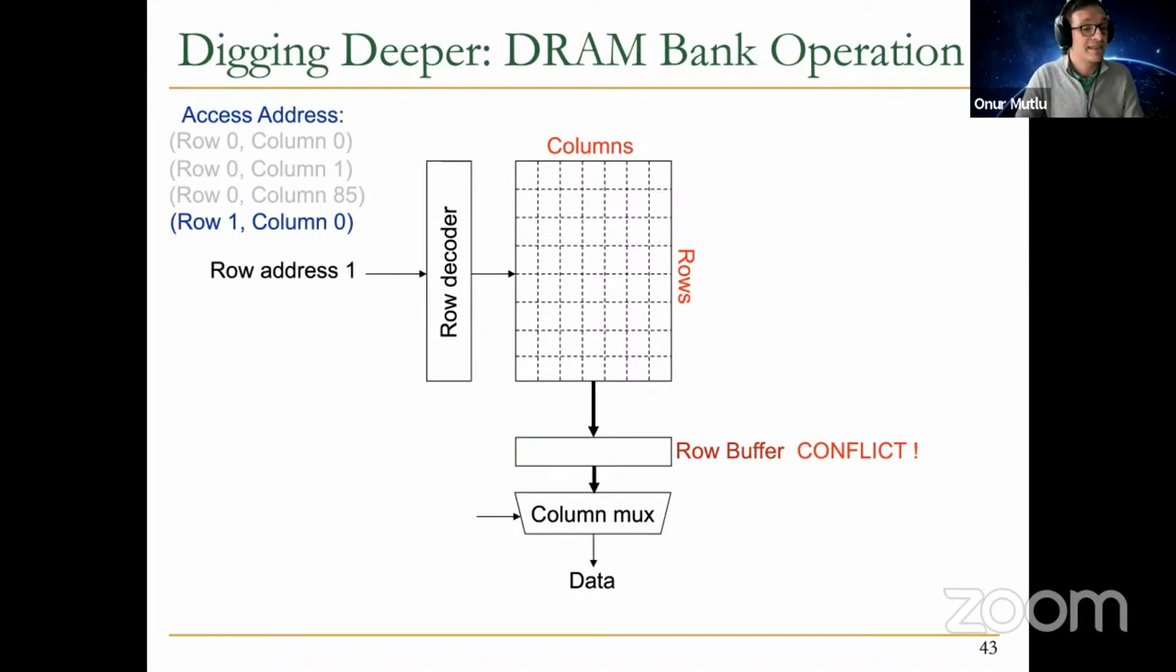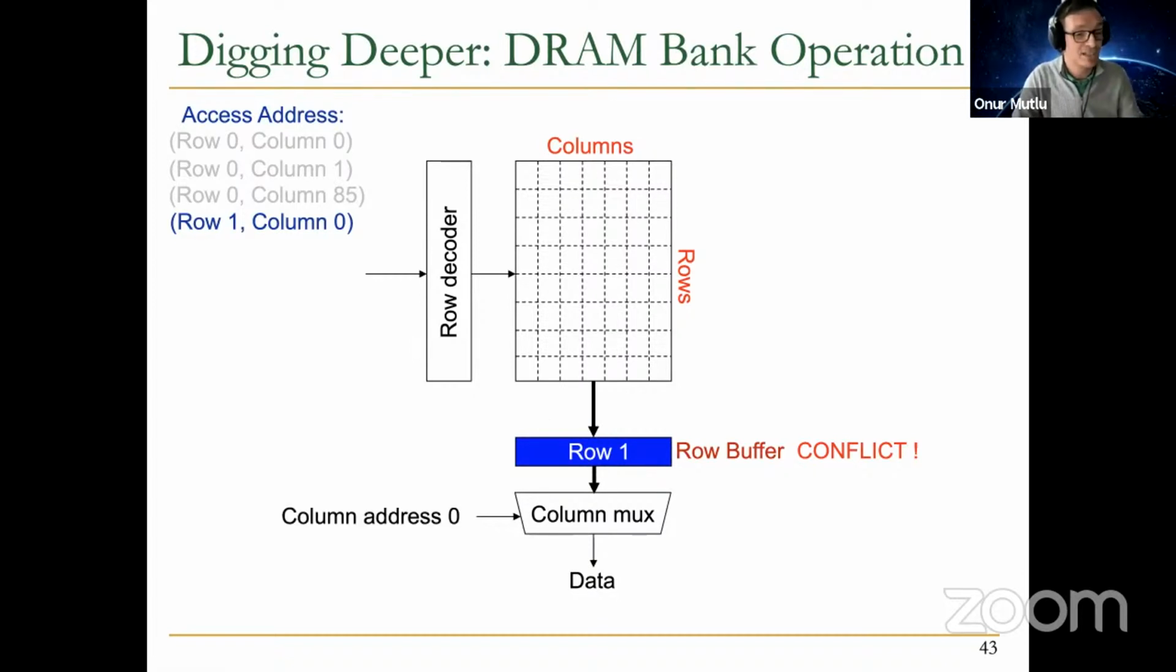And then you need to send the row address 1 again into the chip. It gets decoded. It takes time. And then the row address 1 gets activated. It takes time. And eventually, row 1 shows up in the row buffer. It takes time. Now you're not done yet. Now you need to send column address 0, which takes time. And then the multiplexer operates, which takes time. And the data comes out.